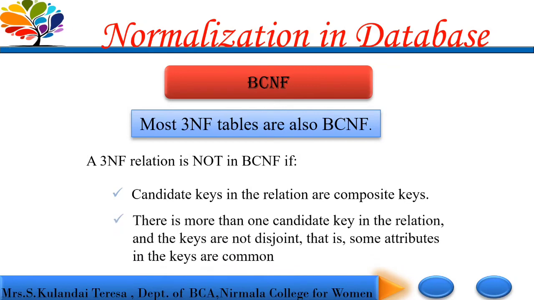Boyce-Codd Normal Form (BCNF). A third normal form relation is not in BCNF if the candidate keys in the relation are composite keys. They are not single attributes. A candidate key is any key or group of keys that can become a super key. There is more than one candidate key in the relation, and the keys are not disjoint, that is, some attributes in the key are common.